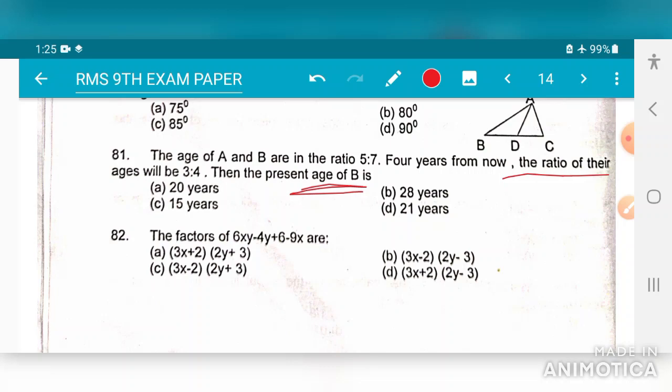The ages of A and B are in the ratio 5:7. So by taking a common multiple, A's present age is 5x and B's present age is 7x. Four years from now means after 4 years, so we add 4 to each. After 4 years, the ratio of their ages is given to us as 3:4.